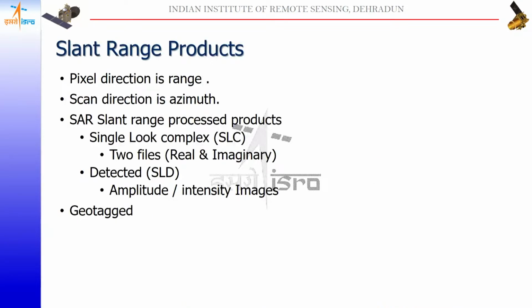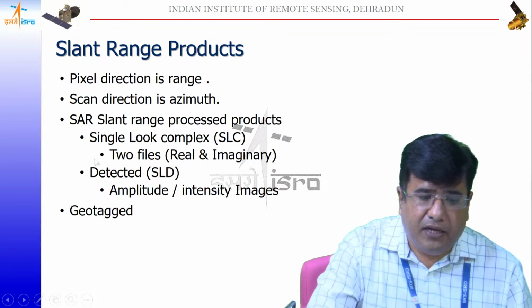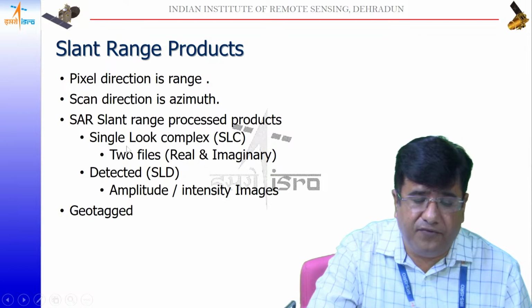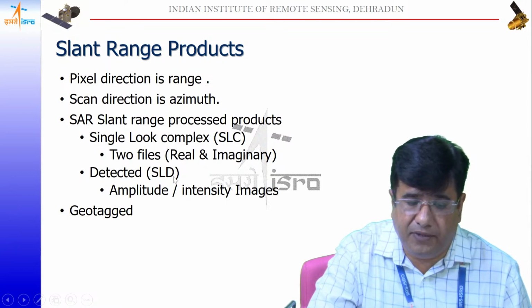In the slant range product, the pixel direction is called the range and the scan direction is called the azimuth. So we can say the x direction is the range and the scan direction is the azimuth. And in the case of the slant range product, we will have the SLC image and also the SLD, single look detected, image.